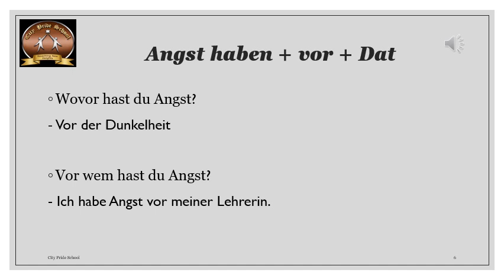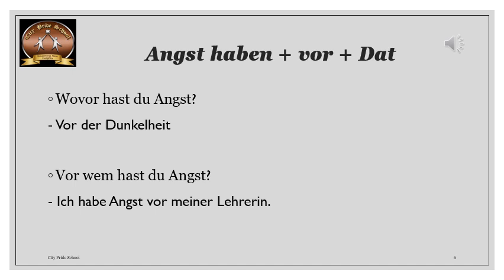So we form the question with wo plus preposition. Preposition vor is not starting with a vowel. So we have used wo plus preposition, that is wovor. The second example. Vor wem hast du Angst? Of whom are you afraid of? Ich habe Angst vor meiner Lehrerin. Now in the second example, we are talking about a person. So I am afraid of my teacher.